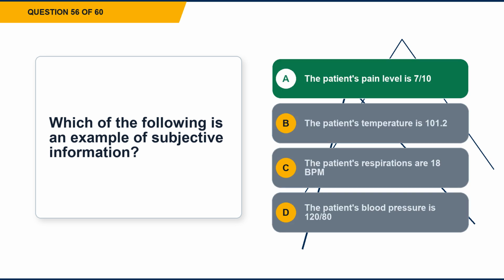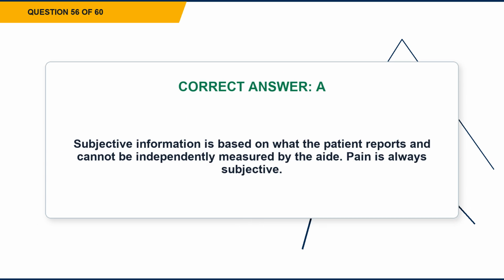The correct answer is option A, the patient's pain level is 7/10. Explanation: subjective information is based on what the patient reports and cannot be independently measured by the aide. Pain is always subjective.